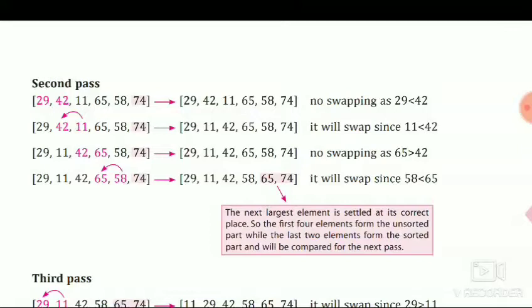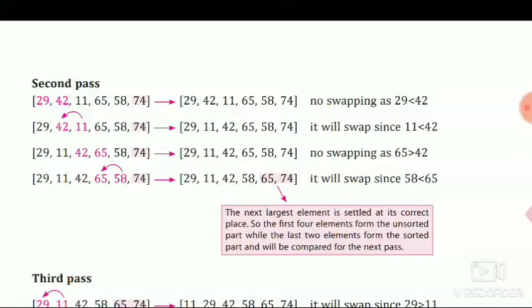And in the fourth line, we compare 65 and 58 and it will swap, since 58 is less than 65. So the next largest element is settled at its correct place. So the first 4 elements form the unsorted part, while the last 2 elements form the sorted part, and will be compared for the next pass.